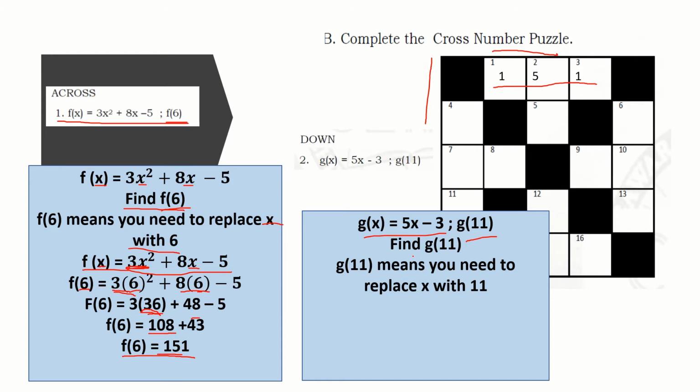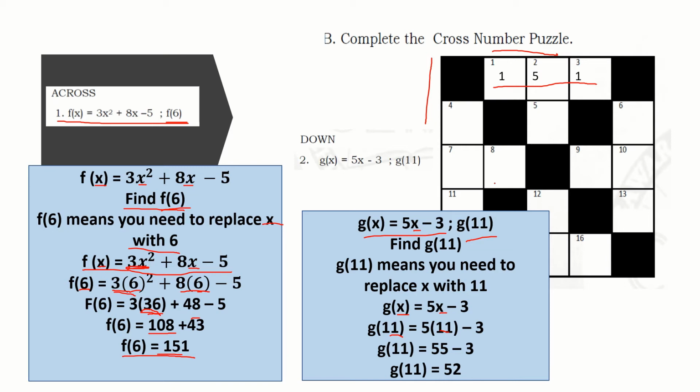So, g of 11 means you need to replace x dito sa function na to with 11. Okay. So, ang ating x is 11. Then, just copy the remaining. Etong mga g of 11 dito, kopyahin lang yan. Yung nasa right side lang is simplify nyo. So, 5 times 11 is 55 minus 3 is 52.